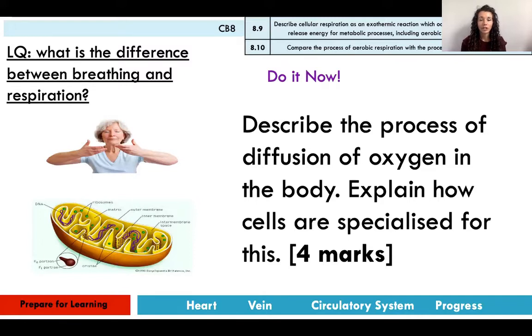We've looked at diffusion. We've briefly looked at where diffusion happens in the body. So this is the diffusion of oxygen. So that happens in the lungs. So can you describe the process of the diffusion of oxygen in the body and explain how cells are specialised for it? Okay, so if you can pause the video and do those two things now, so writing the learning question neatly and underlined, writing today's date, and then if you can have a go at that question. Well done.